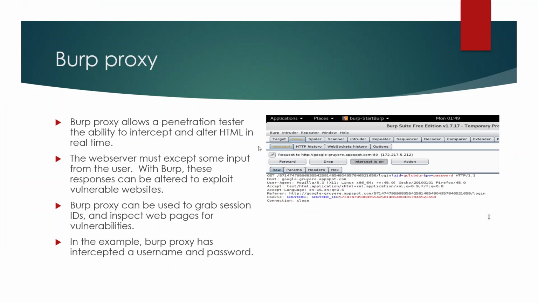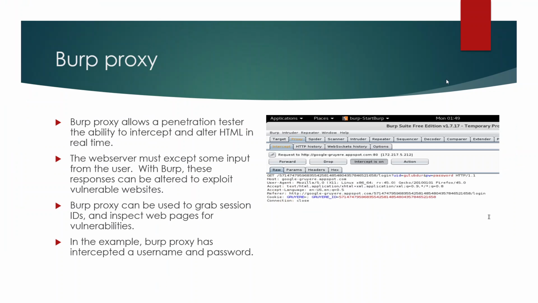Alright, moving on. Burp Proxy. The Burp Proxy intercepts GET requests going from your browser to the server and also the server's responses. You can use this to alter the GET requests so that you can put in your own data before it's submitted to the server. You can also hijack session IDs and see passwords.